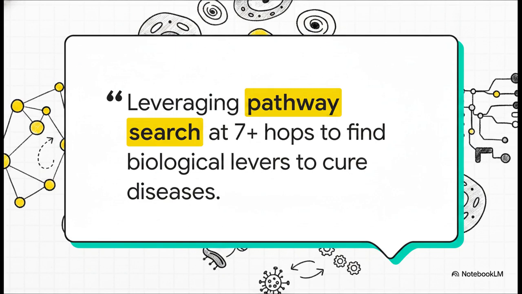And this level of advanced traversal is genuinely changing the world right now. BioCortex is leveraging this exact pathway search in BigQuery Graph at a massive scale, going 7 or more hops deep. They are literally using this to identify the precise biological levers that need to be pulled to cure complex human diseases. They're modeling the human metabolism map and emulating life at the speed of compute. I mean, that is the true power of graph analytics at scale.